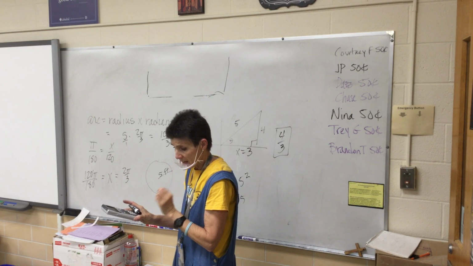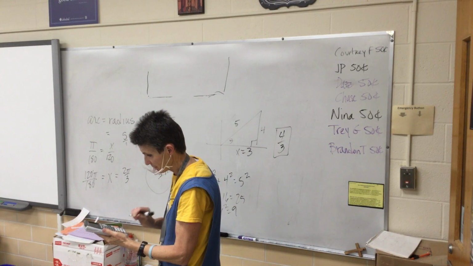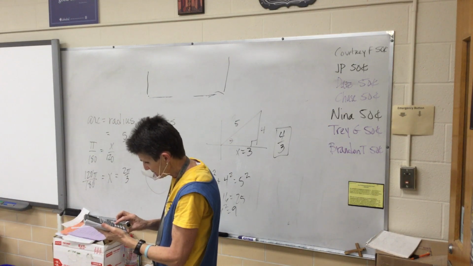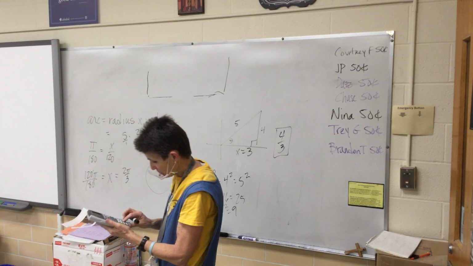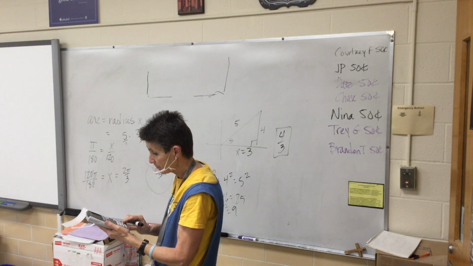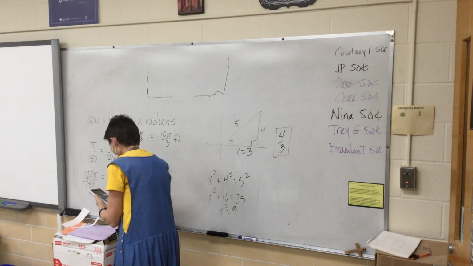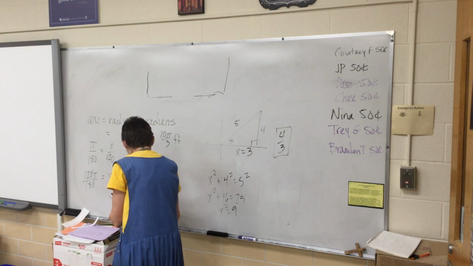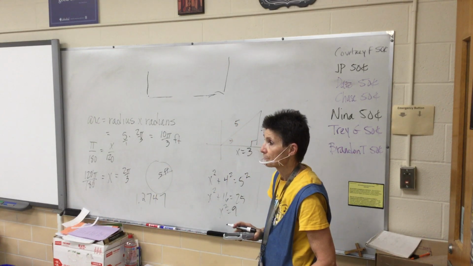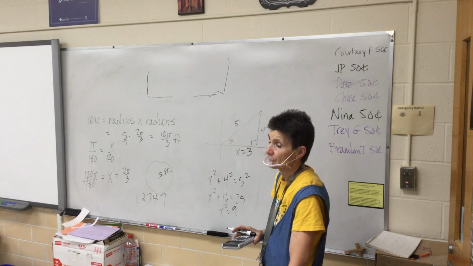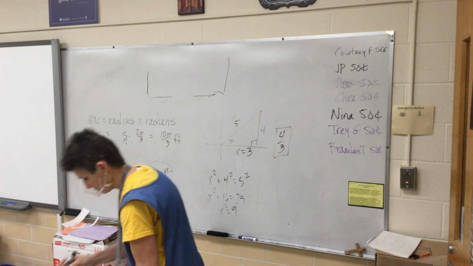1 divided by sine, and then I do 128 degrees, 19 minutes, and 32 seconds. And I got 1.2747. Does that look right? Okay, one more, and then we'll move on in our notes.